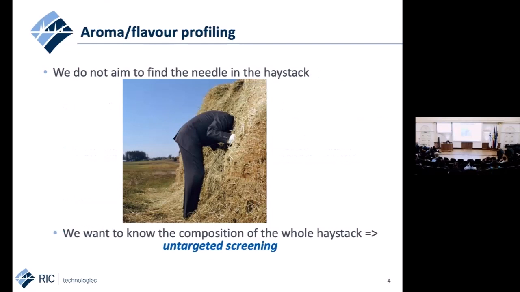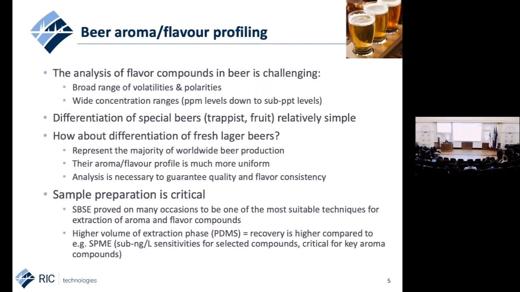Now, when it comes to profiling, what do we actually want to do? We don't try to analyze a small group of compounds. What I say typically is we don't want to find the needle in the haystack. We actually want to know the whole composition of the haystack. We want to know as many of our compounds as possible. So we want to do a full untargeted screening of the samples that we are analyzing.